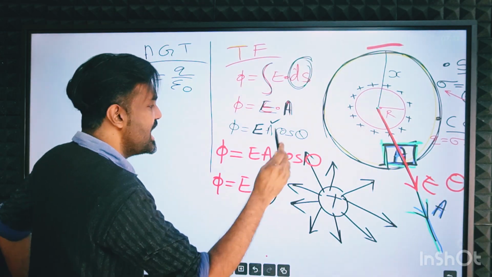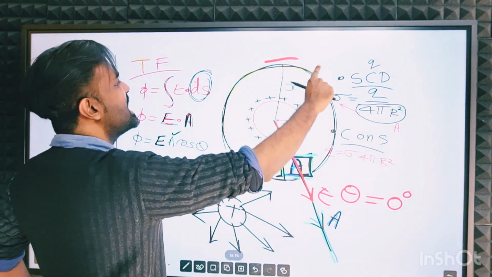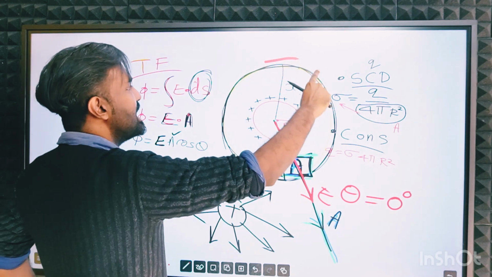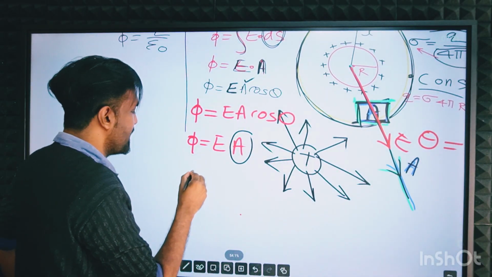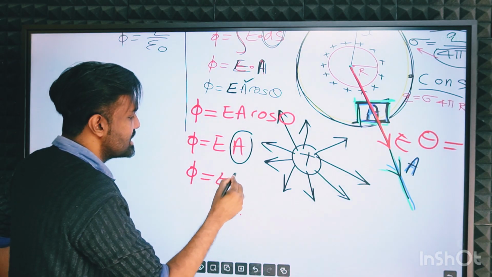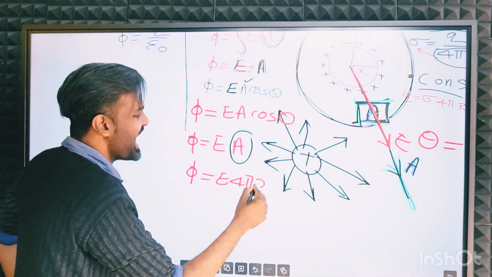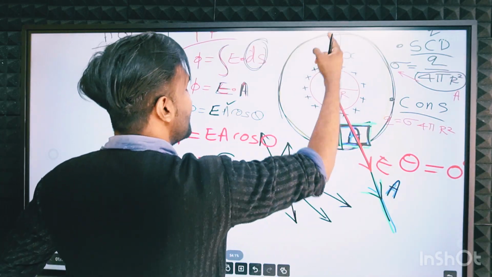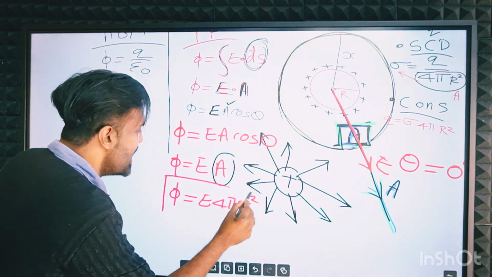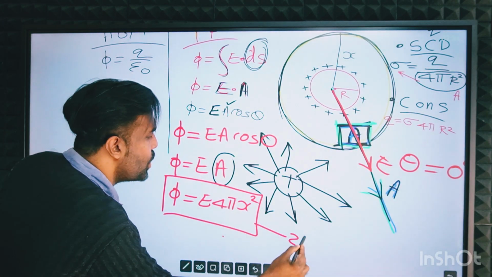What is A? We have to take the area of the big sphere. Guys, area of the big sphere. Area of the big sphere is simply 4 pi x square. We have to consider the radius of the big sphere. That is equation number 2.